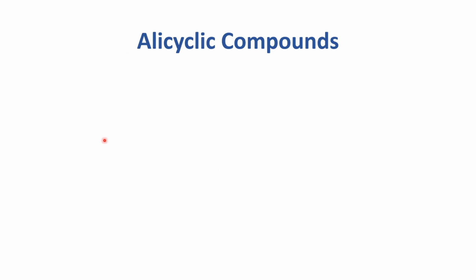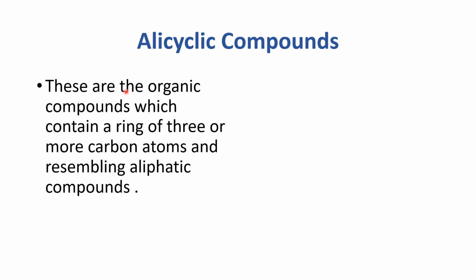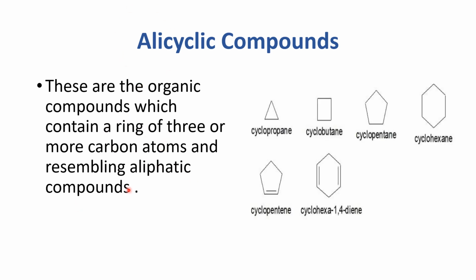Next we have the alicyclic compounds. These are the organic compounds which contain a ring of 3 or more carbon atoms and resemble the aliphatic compounds. Cyclic means they contain a ring of 3 or more carbon atoms, and ali is derived from the aliphatic compounds. So we have cyclopropane, cyclobutane, cyclopentane, cyclopentene. These are all alicyclic compounds.